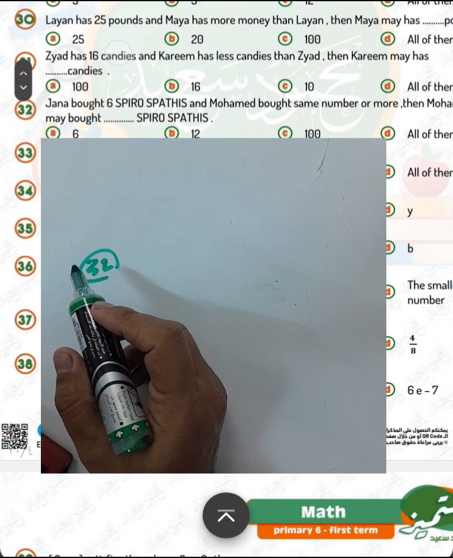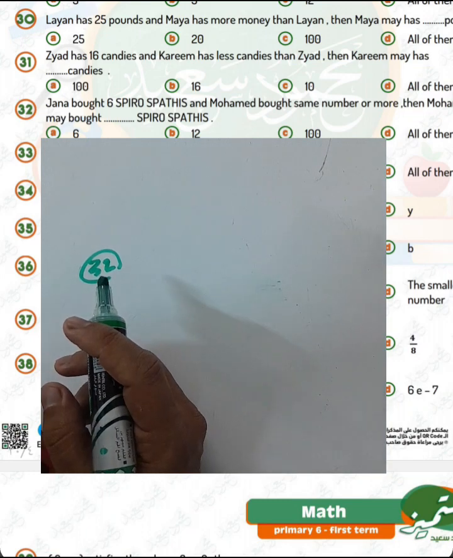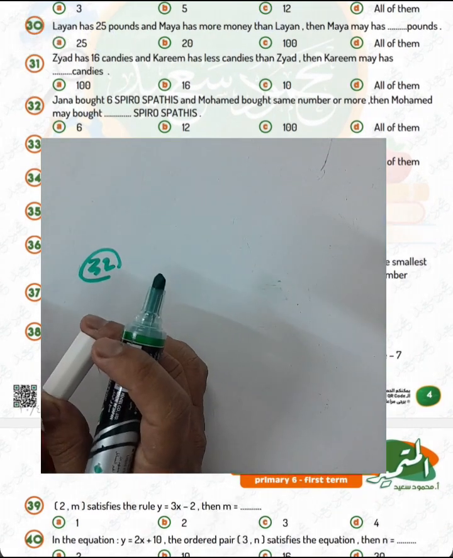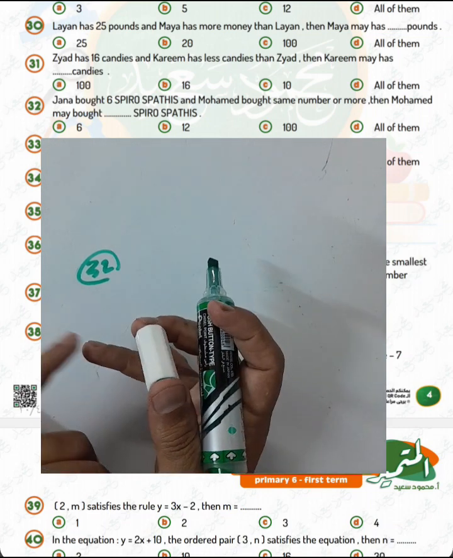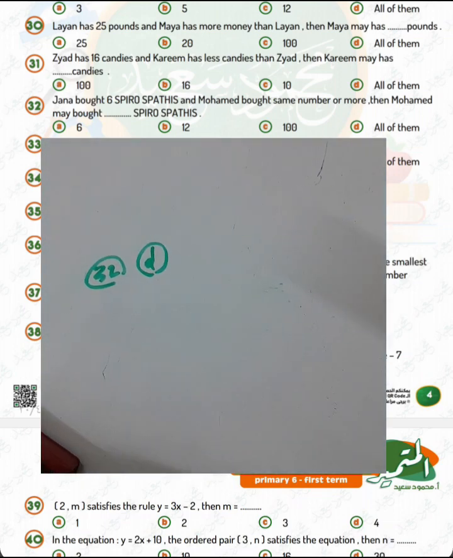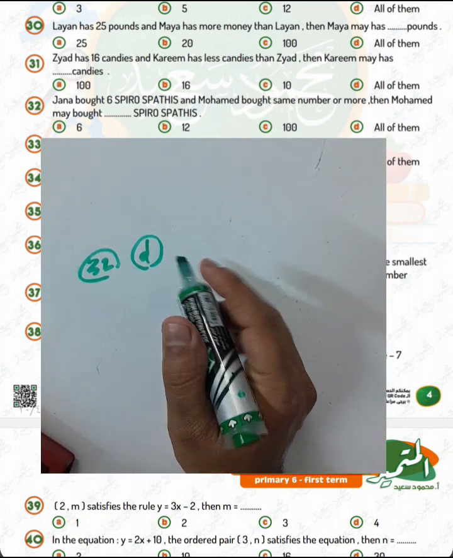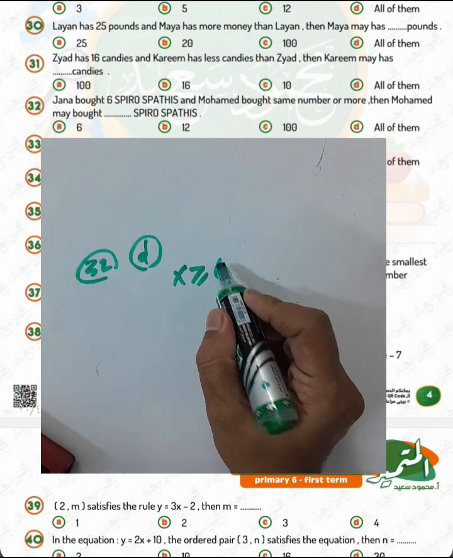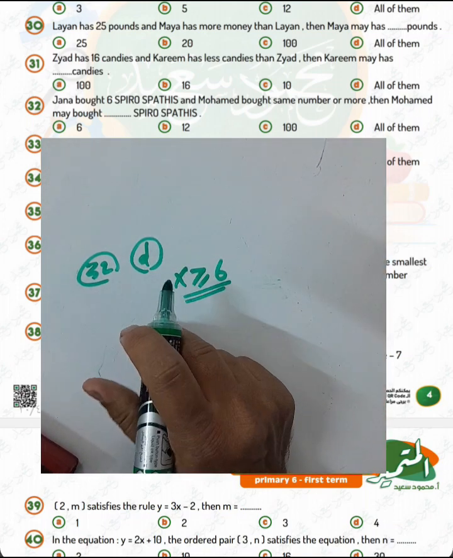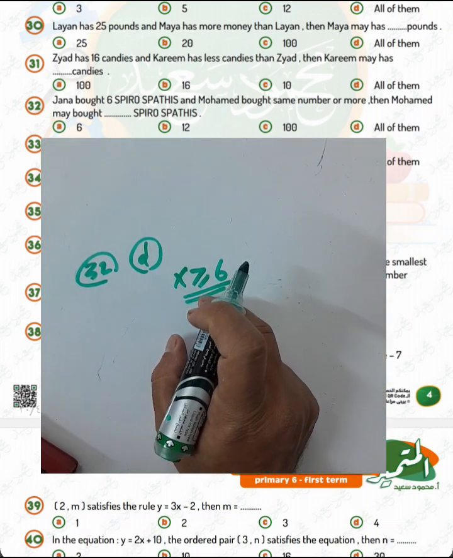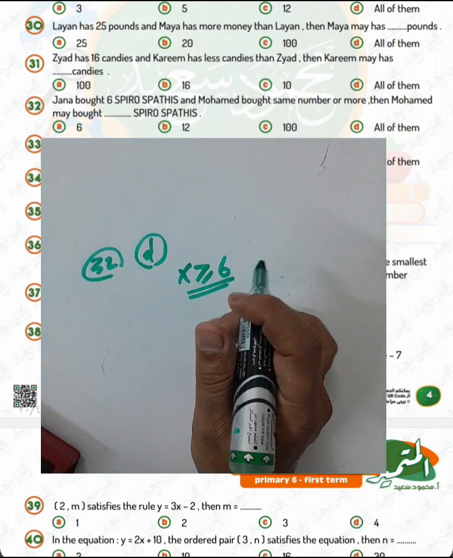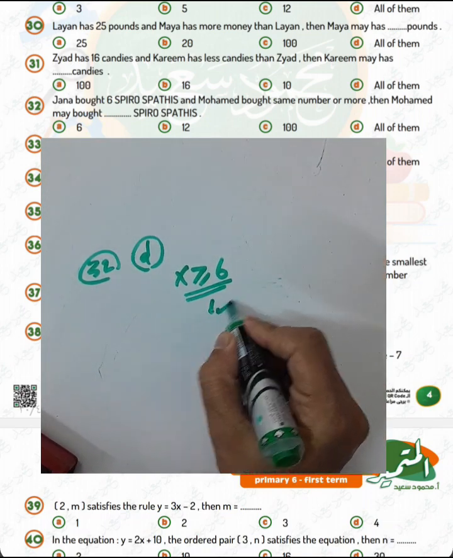Here, Jana put 6, and Joyce and Muhammad put the same number or more than Mahmoud. Same number or more than, it will be 6 or 12 or 100. Then you must choose all of them. Choose D. We can convert this word problem to the inequality x is greater than or equal to 6, because Jana put 6 and the same number or more means greater than or equal to 6. Then the result will be 6, 12, 100, all of them. Choose letter D about question 32.